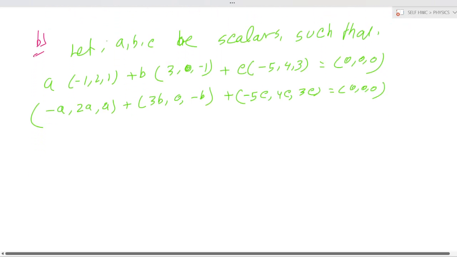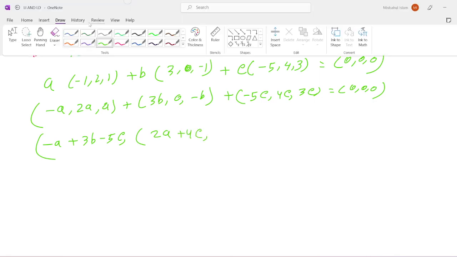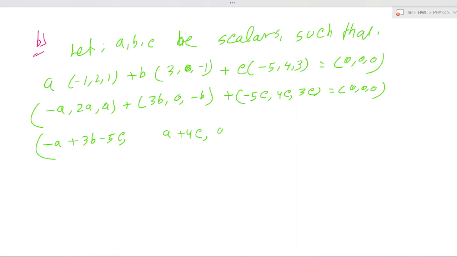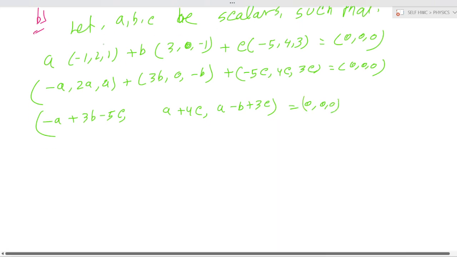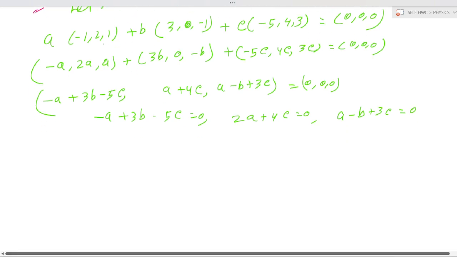So next you solve: minus a plus 3b minus 5c equal to 0; next, 2a plus 4c equal to 0; and next, a minus b plus 3c equal to 0. Next you solve this system of equations.